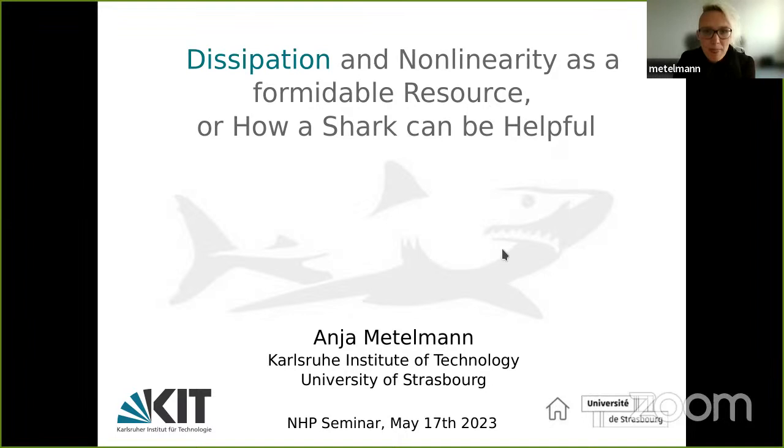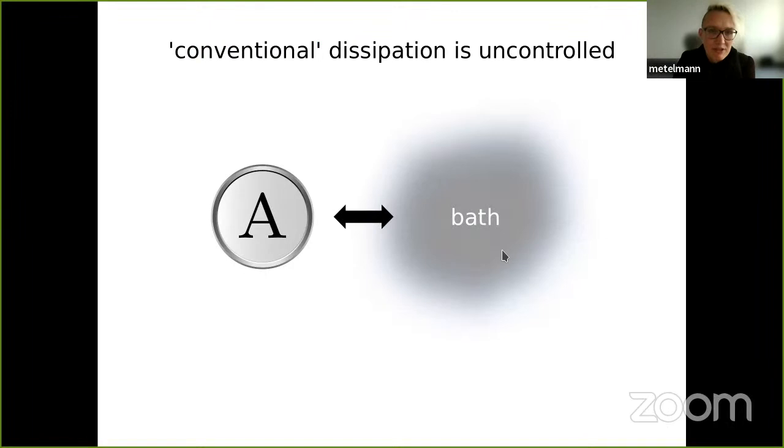And this is dissipation. Okay, what do I mean with dissipation? Clearly we have an understanding that in general, if you think of what I call conventional dissipation as something which is uncontrolled, meaning that if we have a system A, coupled to an environment, or we also call this a bath, this is in some sense just that we lose information into the bath, we have decoherence, and this is something unfortunate in a lot of cases.